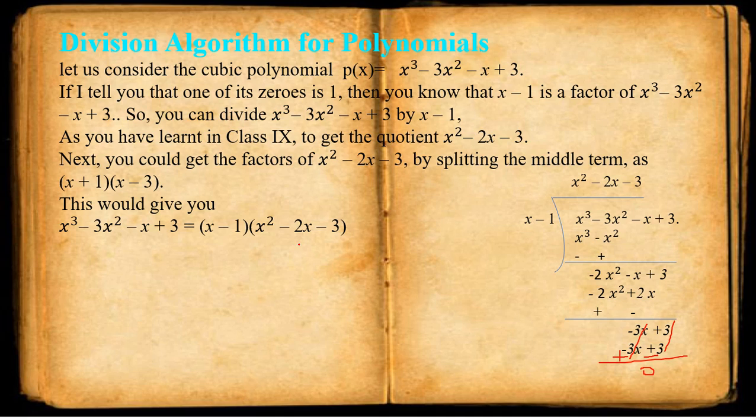Okay. Now, as we know how to factorize the polynomial, this is the quadratic polynomial x square minus 2x minus 3. So by splitting the middle term, we can write x square minus 2x plus 2x minus 3 hmm, that is, x plus 1 and x minus 3 are the factors of this polynomial. So here we get that the cubic polynomial has 3 factors: x minus 1, x plus 1 and x minus 3.